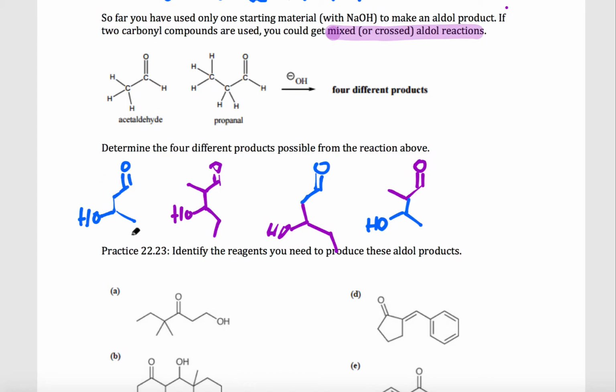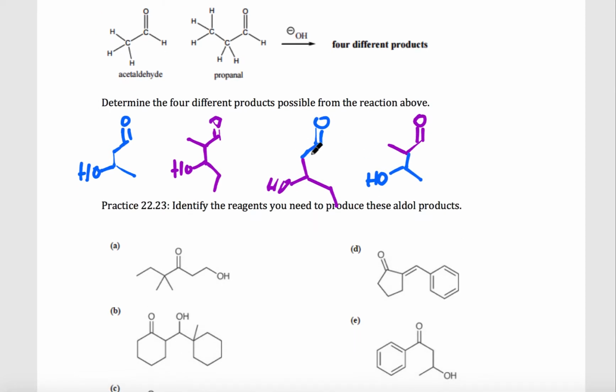So my acetaldehydes are all in blue, my propanals are in purple, so that you could see what's going on here. Acetaldehyde reacted with itself, one of them being a nucleophile and the other being an electrophile. Same thing with propanal reacting with itself. Then I could have a mixture where one's the nucleophile and this is the electrophile. This was now the nucleophile, this is now the electrophile.